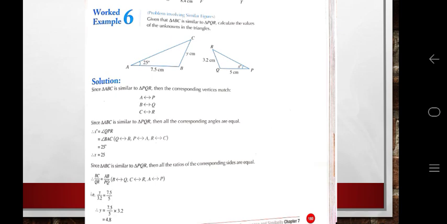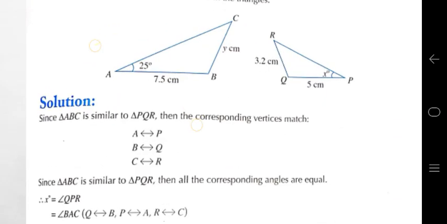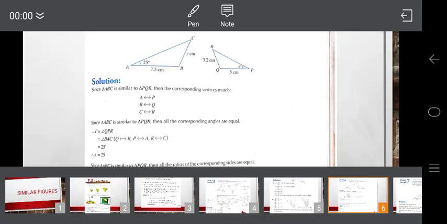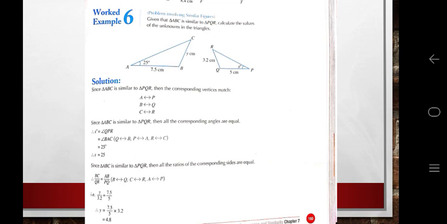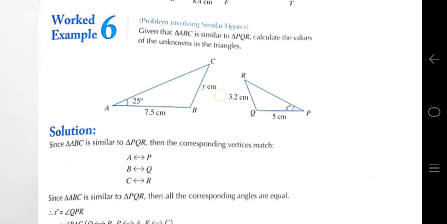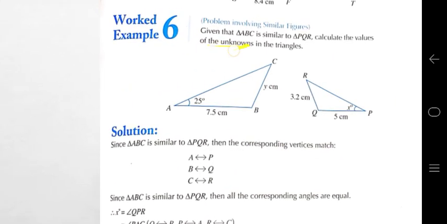Okay, today we're still going to be talking about similar figures. So, for example 6, given that ABC is similar to PQR, so these two triangles are similar, that means the angles should be the same because they already tell us that they are similar. Calculate the values of the unknowns in the triangles.